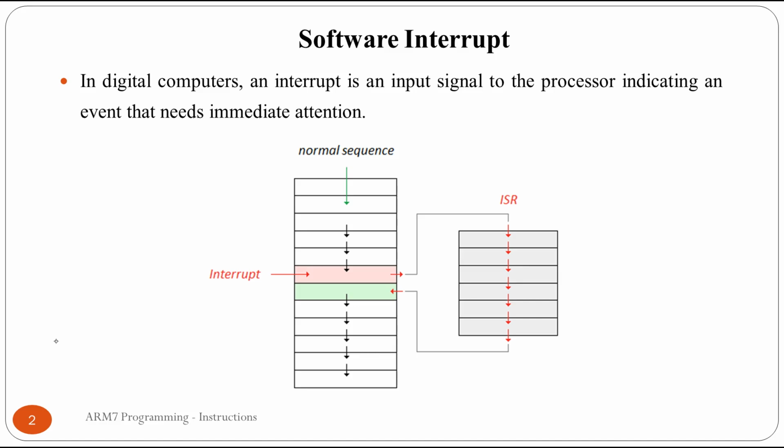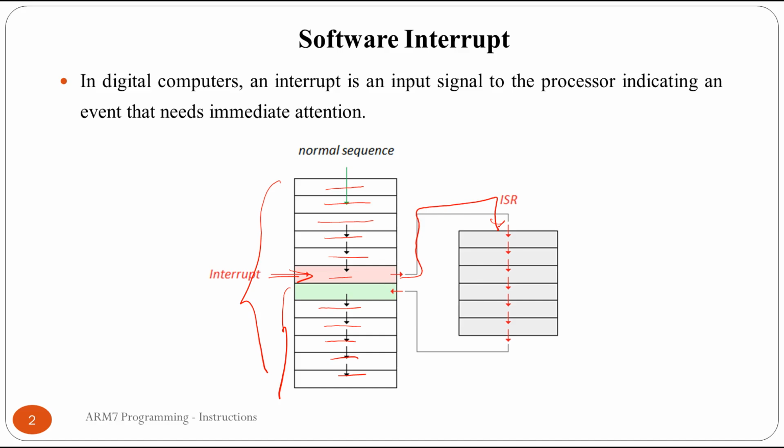What does it mean? Consider this is our main program. At each location we have certain programming lines, and we are executing this program, and in between we got this interrupt. Now, as I said, interrupt is a high priority task. So the processor will stop executing the remaining instructions, and it will go into the ISR, that is the interrupt service routine, where interrupt related program is stored.